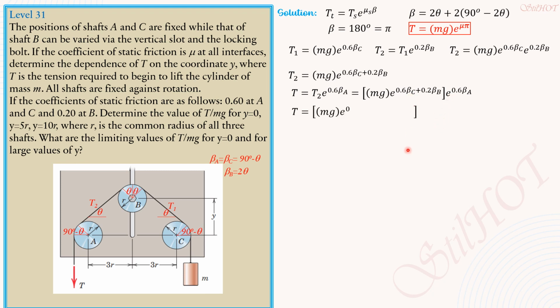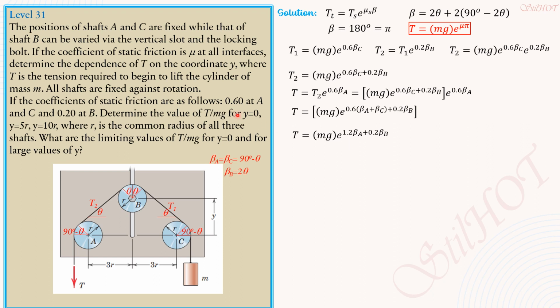So T equals mg e to the 0.6 quantity beta A plus beta C plus 0.2 beta B. Then combining, because beta A equals beta C, which in general equals 90 degrees minus theta, to be converted in radians, and beta B equals 2 theta. So T equals mg e to the 1.2 beta A plus 0.2 beta B. So this is our general expression or formula for T.